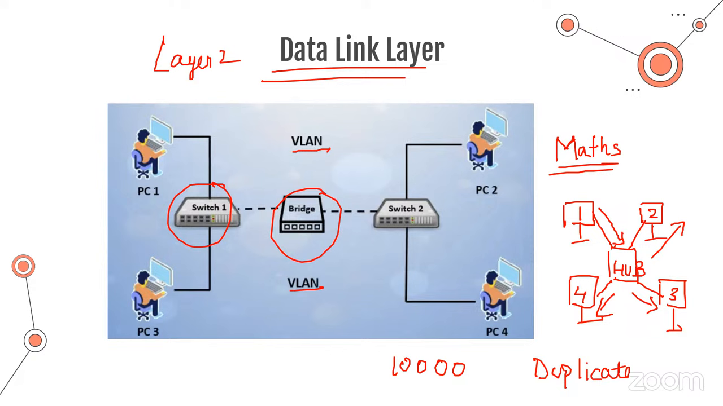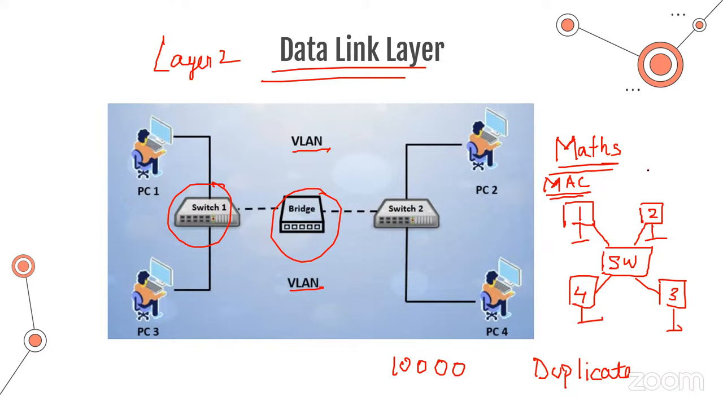But then, as technology developed, they said, I do not want to send the information to all the PCs. I just want to send the information from 1 to 2 only. I do not want the information to be sent to 3 and 4. What can I do? They created a device called a switch. This was the first intelligent switch, which can transfer traffic based on something, and that something was the MAC address. We'll talk about the MAC address when we get down to the data link layer in the next few sessions.